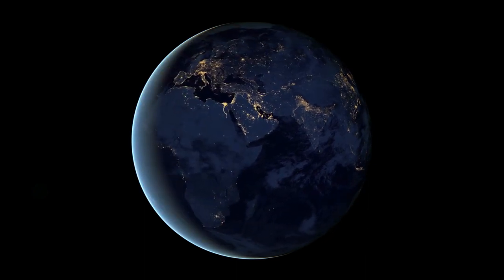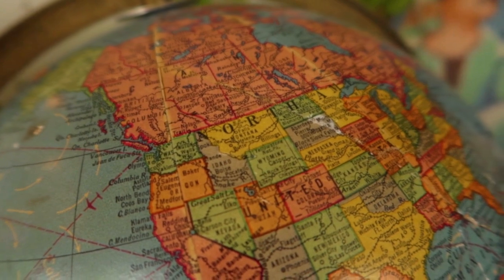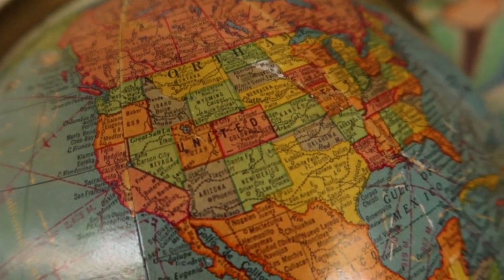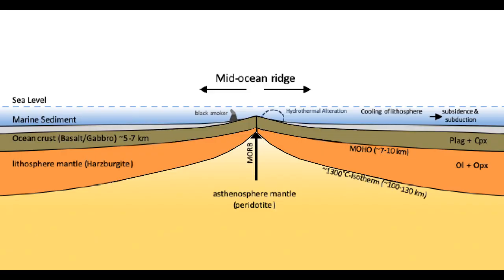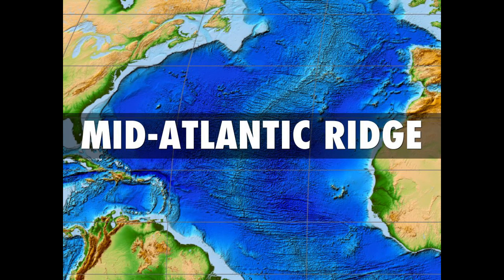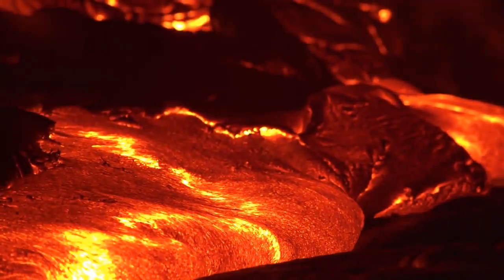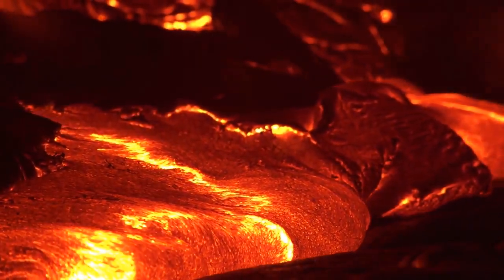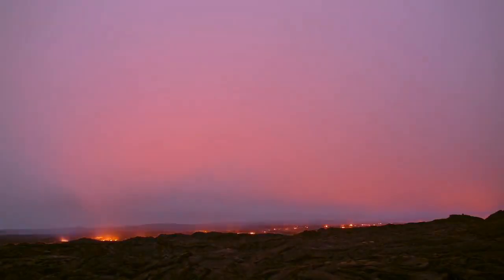On Earth, volcanoes are most often found where tectonic plates are diverging or converging, and most are found underwater. For example, a mid-oceanic ridge such as the mid-Atlantic ridge has volcanoes caused by diverging tectonic plates, whereas the Pacific Ring of Fire has volcanoes caused by convergent tectonic plates.